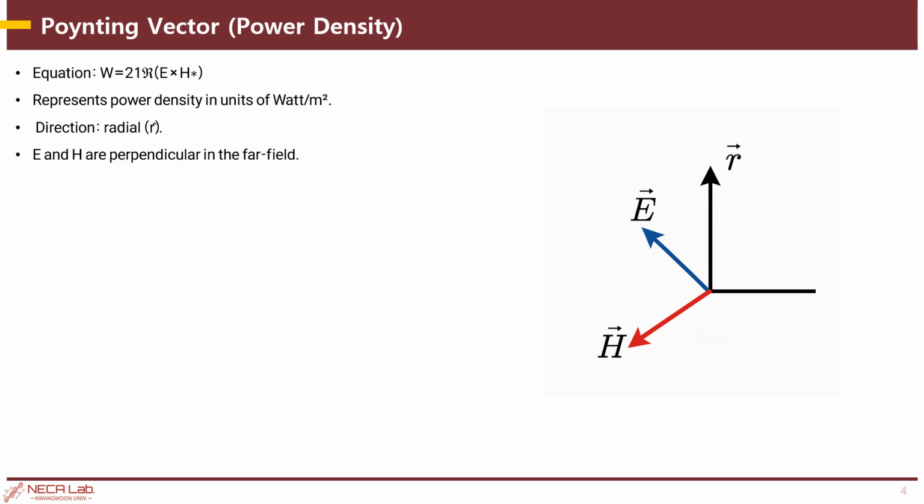Here is the Poynting vector, which represents the power density of an electromagnetic wave. The first equation shows that power density is determined by the cross product of the electric and magnetic fields. The Poynting vector gives us the power flow in units of watt per square meter, and in the far field, this vector points radially outward from the antenna, indicated by r. Also, in the far field region, the electric field and magnetic field are perpendicular to each other and to the direction of propagation.